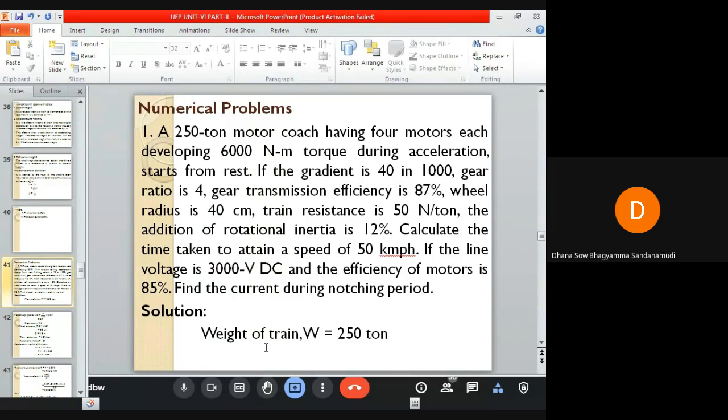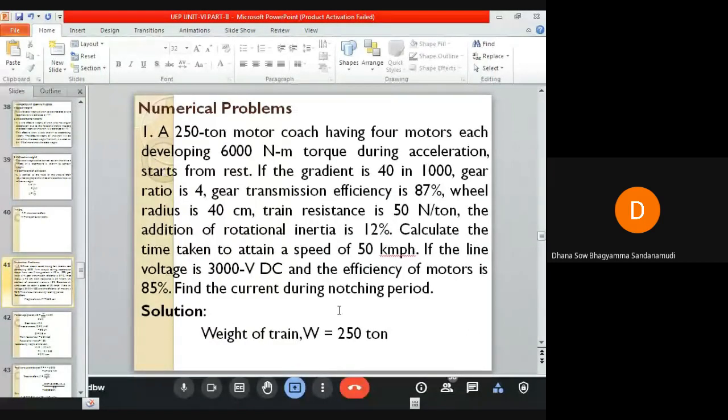So you have to determine the time taken by the train to attain a speed of 50 kilometers per hour. If the line voltage is 3000 volts DC and the efficiency of the motors is 85%, you have to calculate the current during notching period.